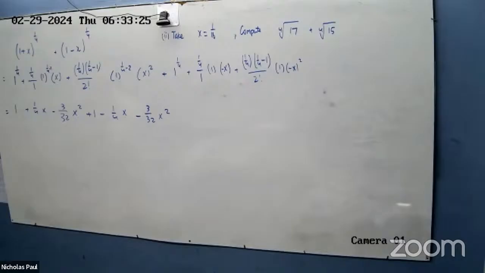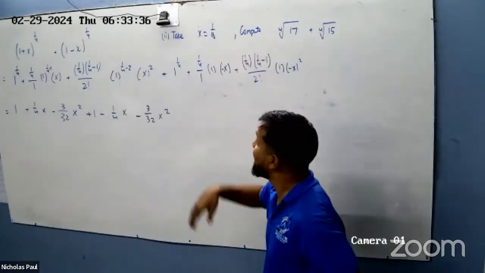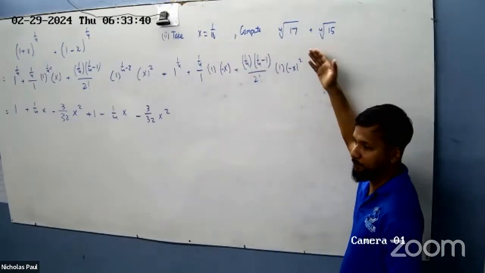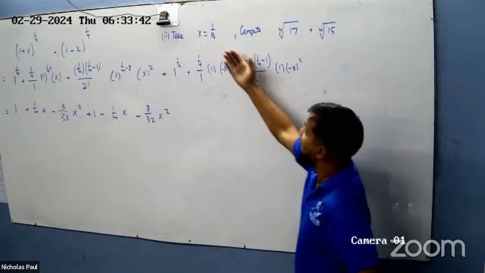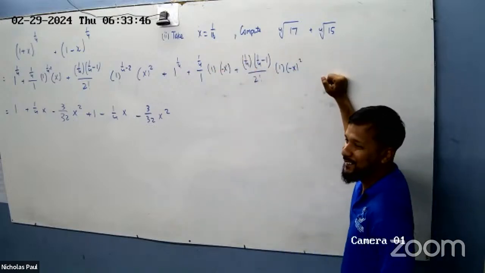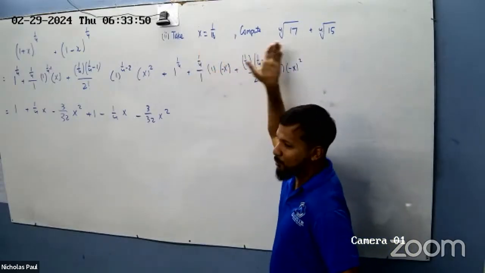You start the next part. X is 1 on 16. Well, I write it here for you. If x is 1 on 16, they want you to compute this. They want you to take this and work out this.